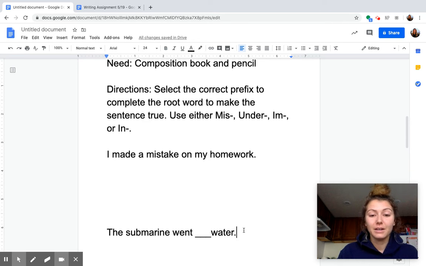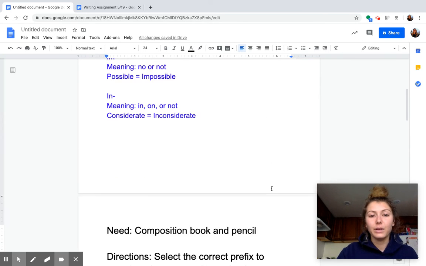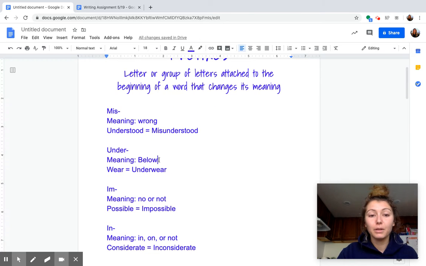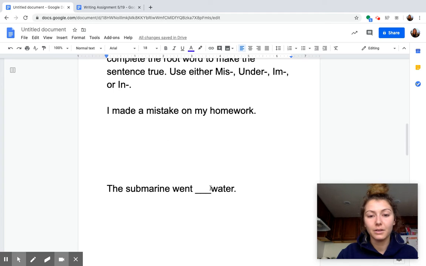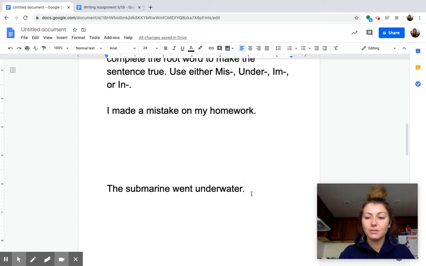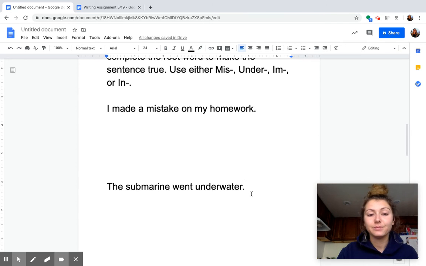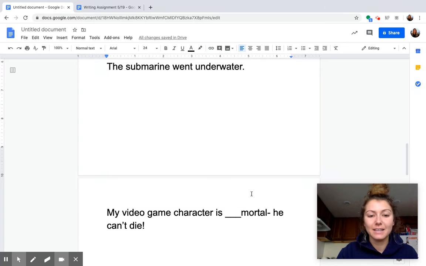The submarine went blank water. Try to do this one on your own. You probably already know the answer. Press play when you're ready to check. Yeah, we can say that the submarine went below the water. It went underwater. We're going to use the prefix under here, added to the root word water to complete the sentence.